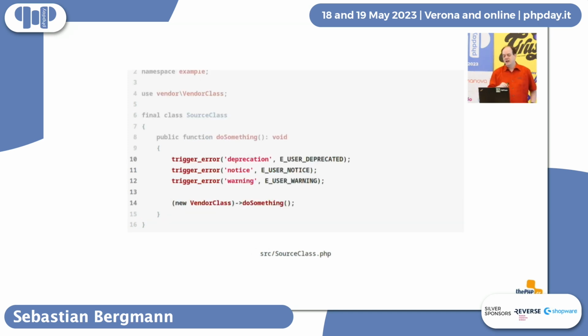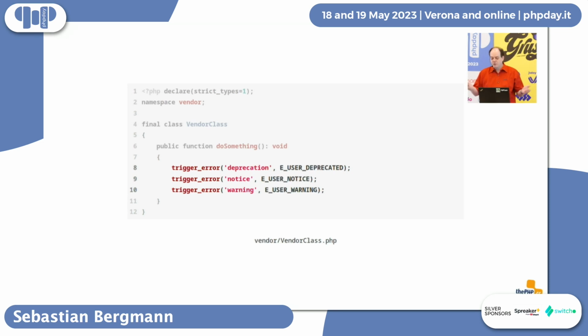In our source class, we use the PHP function trigger_error to emit an E_USER_DEPRECATED, an E_USER_NOTICE, and an E_USER_WARNING, and then we call code that is not our own code, that we probably installed using Composer from packages. It's code in our vendor directory, it's third-party code, and we call doSomething on the third-party code. And the third-party code looks very similar. We trigger an E_USER_DEPRECATED, an E_USER_NOTICE, and an E_USER_WARNING.